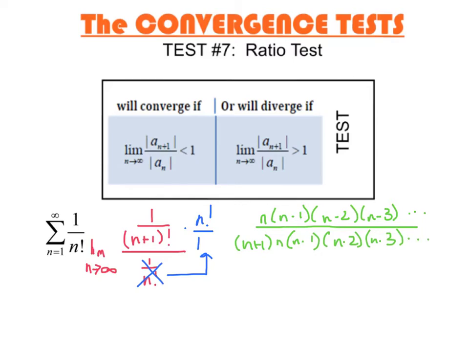So what you're going to see here is a mass of cancellations. And all we're going to be left with is 1 over n plus 1. And remember, we're taking the limit as n goes to infinity, and of course that is 0. 0 being less than 1 means that this series, I'm going to put a big C, converges. Okay, that's the ratio test. Let's do another one.